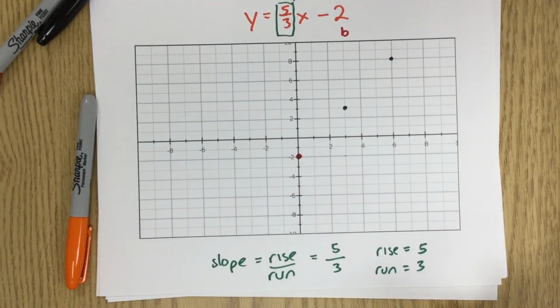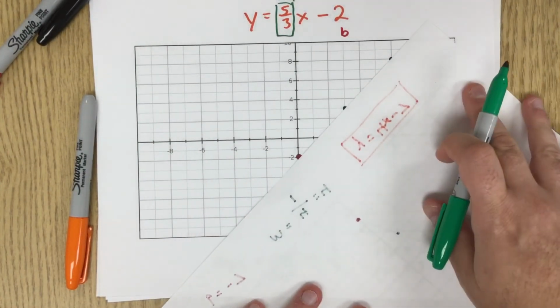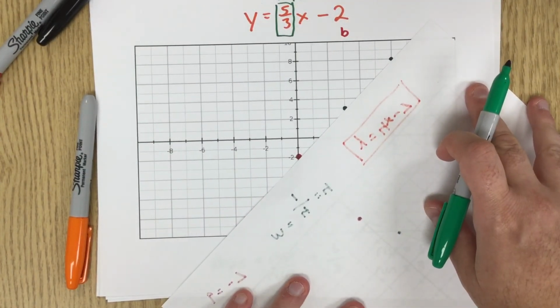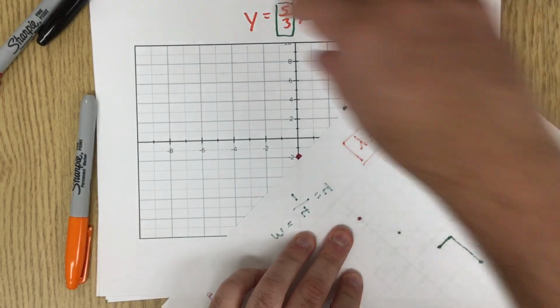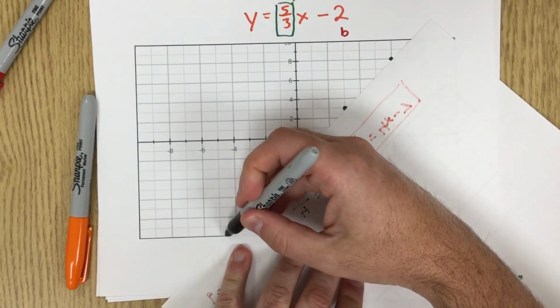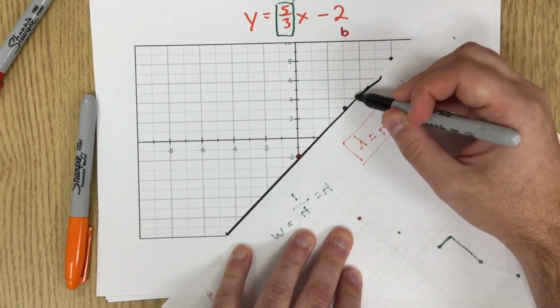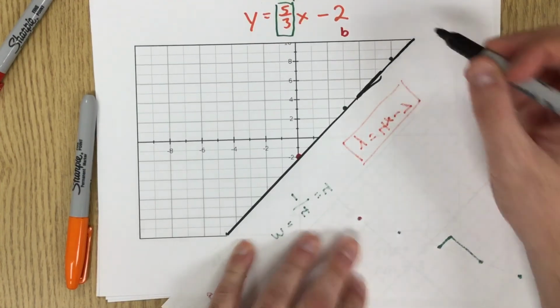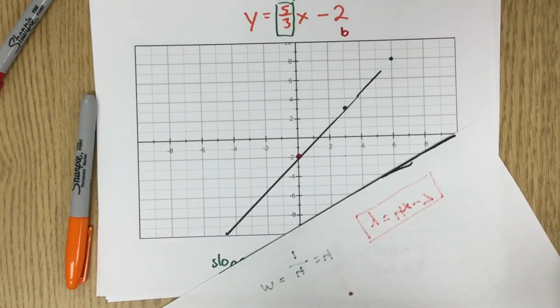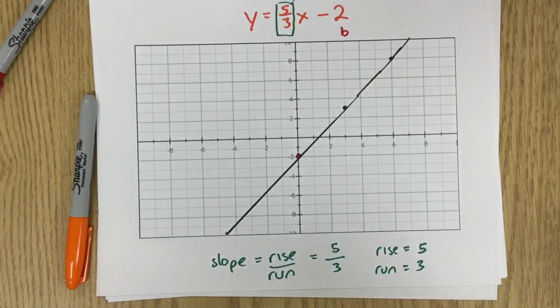Then what we do is we take a handy dandy ruler. Hopefully yours is better. And we're going to make a line. But you're going to do a better job than me, because I don't have my ruler. And there we go. That's the graph of y equals 5/3 x minus 2.